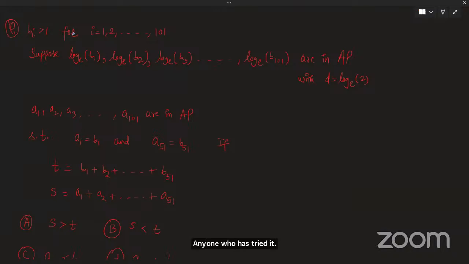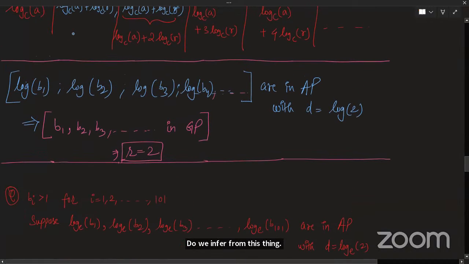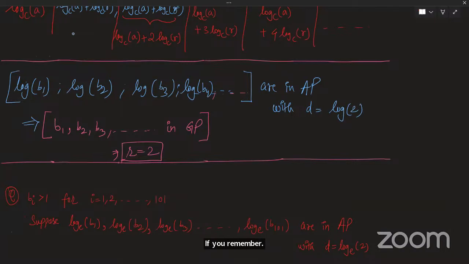Okay. So see, what is happening is log base e of B1, it is called ln also. So ln B1, ln B2, ln B3 till ln B101 are in AP, and the common difference is ln 2. So can you tell me what do we infer from this? Yesterday also I had given you the same question, if you remember: log B1, log B2, log B3 are in AP and the common difference is log 2.